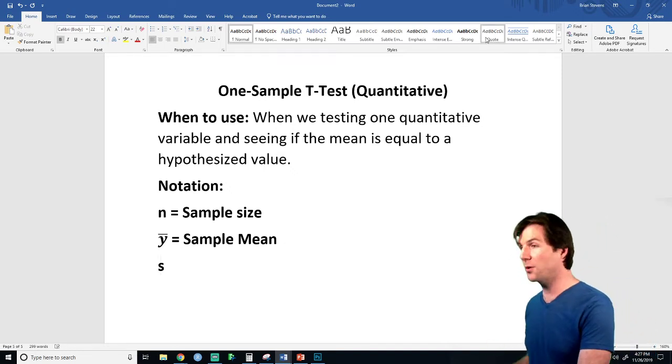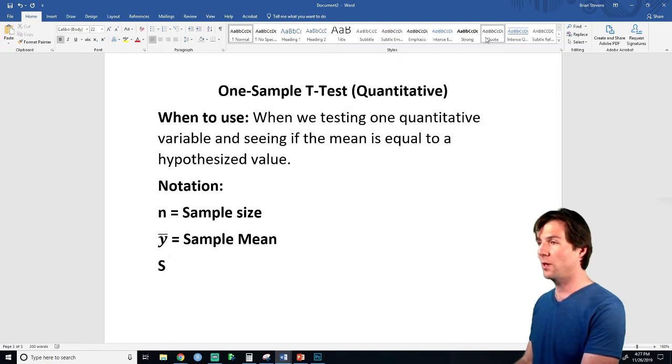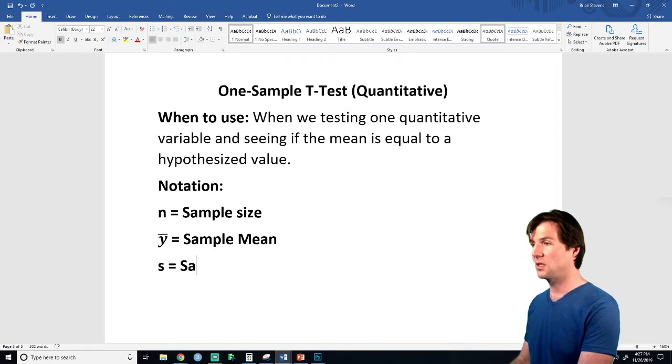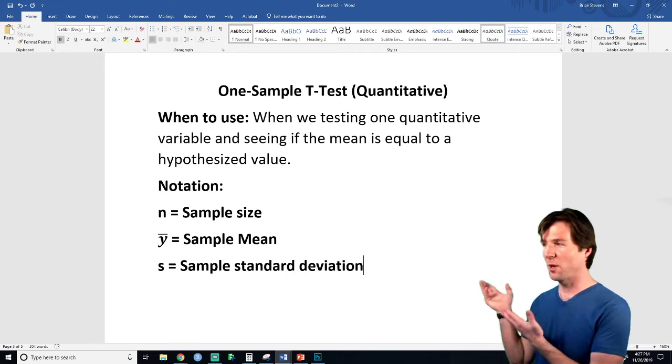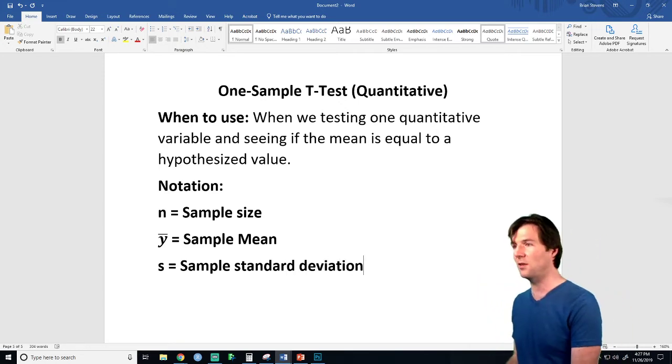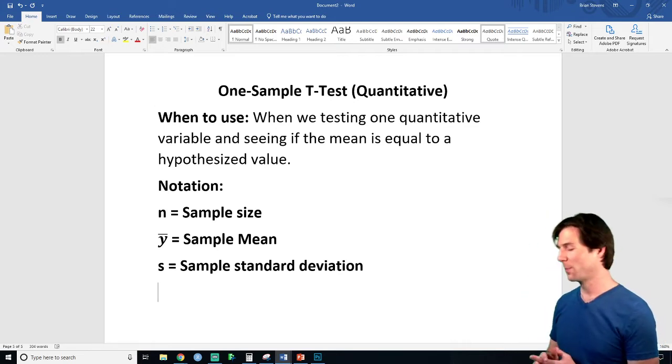Now we also need another sample thing. If we have a mean, we have a standard deviation. So this is sample standard deviation. It's like, hey everybody, sample standard deviation. We have that right there.